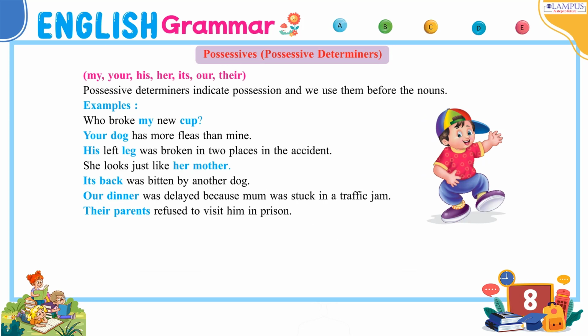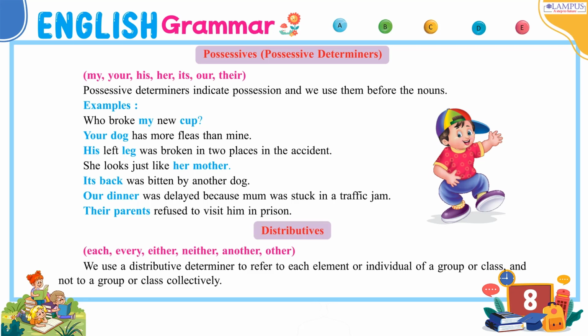Possessives. Possessive determiners: my, your, his, her, its, our, their. Possessive determiners indicate possession and we use them before the nouns. Examples. Who broke my new cup? Your dog has more fleas than mine. His left leg was broken in two places in the accident. She looks just like her mother. Its back was bitten by another dog. Our dinner was delayed because Mum was stuck in a traffic jam. Their parents refused to visit him in prison.